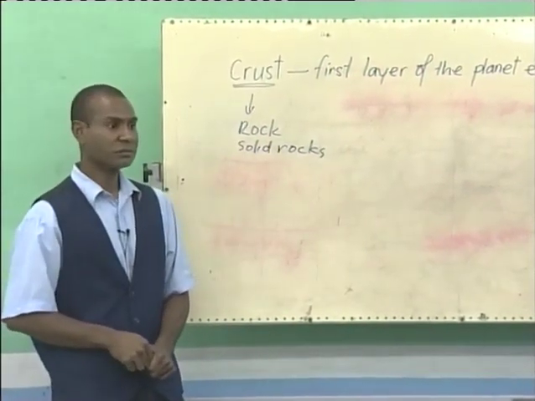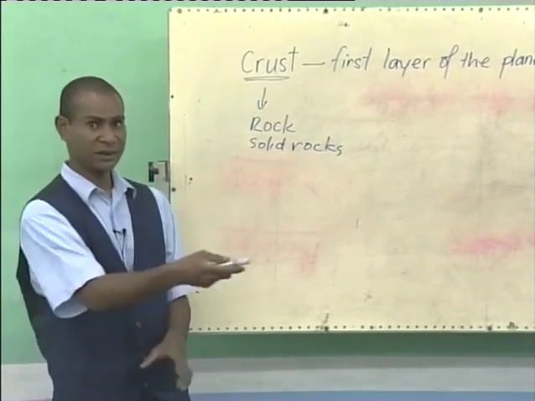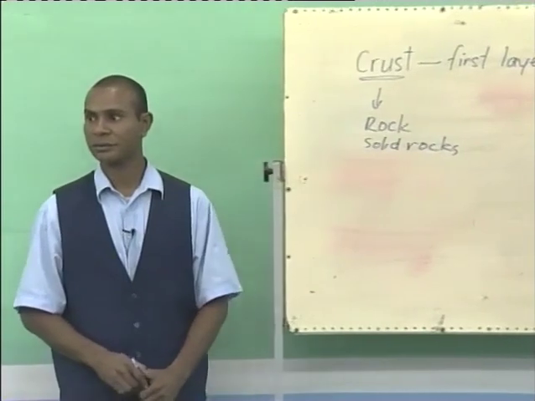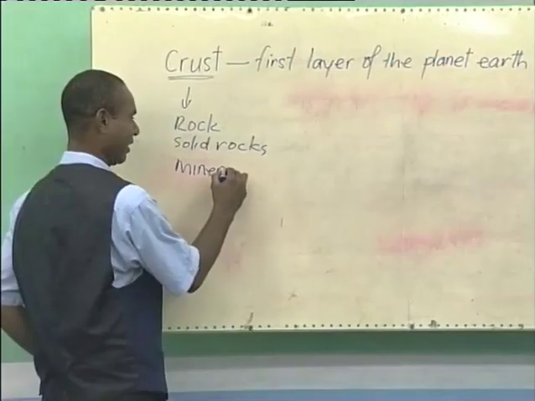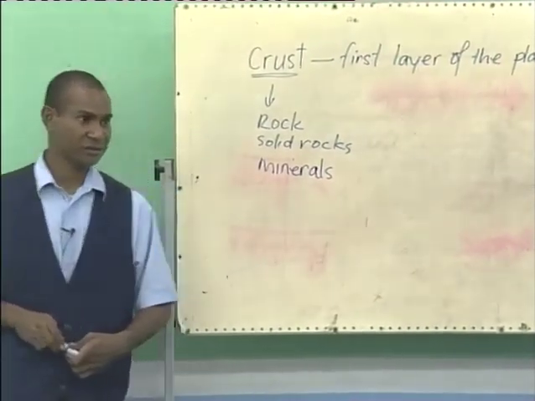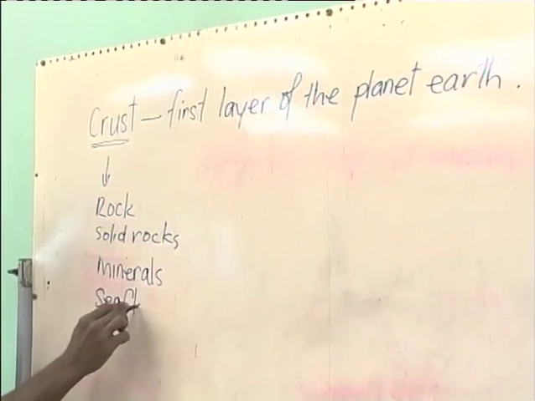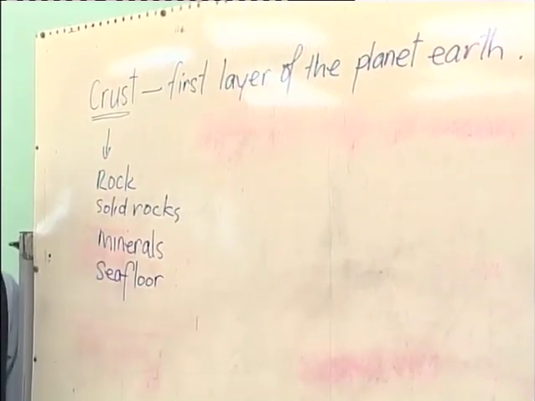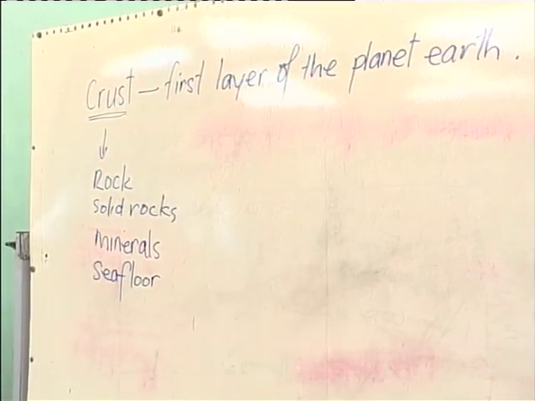Then we have lacquer, please. Then we have minerals. Find minerals. We have Melissa. Seafloor. Seafloor. What's made up of the seafloor? You have the sea floor. So what's on the sea floor? What do you find on the sea floor?